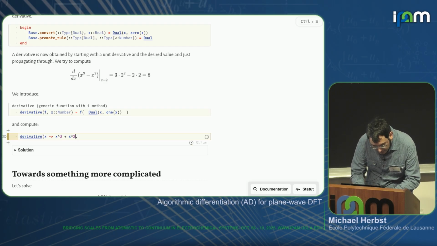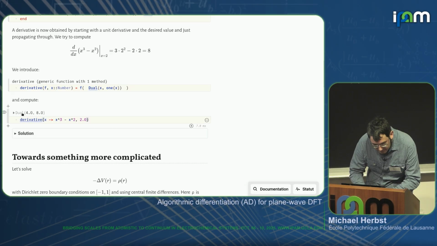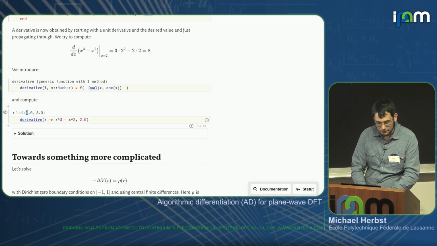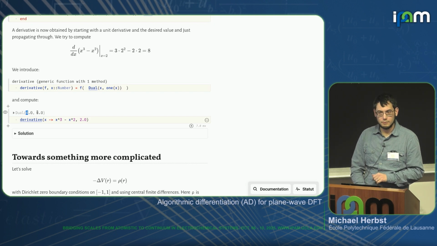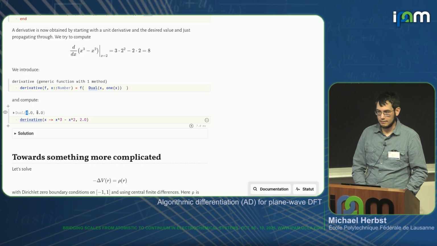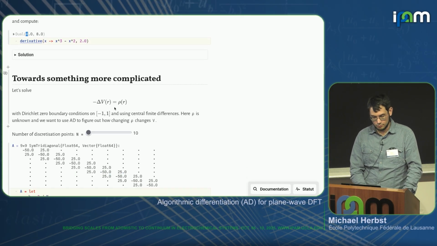Minus. Thank you very much. At 2.0. And this indeed gives us a dual number where the first component is the 4, namely the evaluation of the function at 2, and the second component is the 8, exactly the evaluation of the derivative. Okay, this was nice and dandy, but let's do something cool, right?